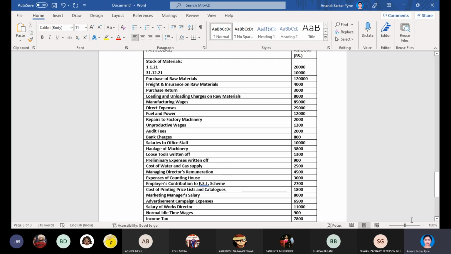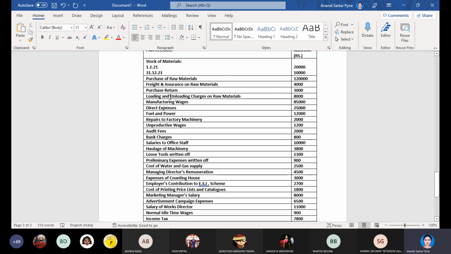So stock of material, opening stock, closing stock, purchase is mentioned. So opening stock plus purchase less closing stock, you get raw material consumed. Now with raw material consumed, you have freight and insurance on raw material. Again you have purchase return, right? You can add opening stock, add purchase, add freight and carriage on raw material, and then deduct the purchase return along with closing stock.